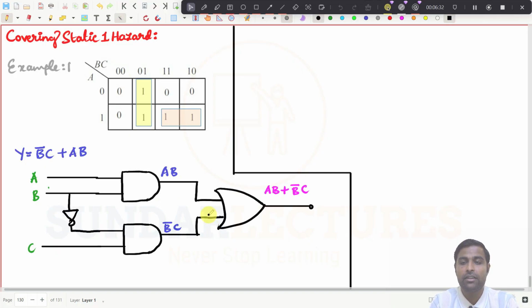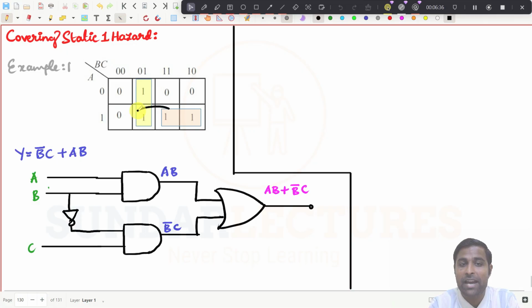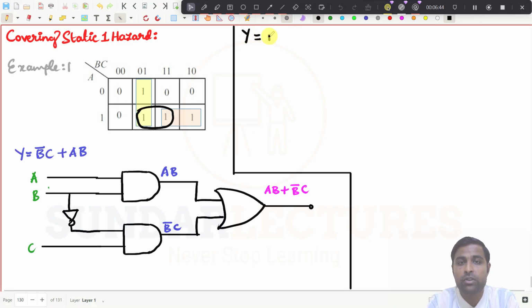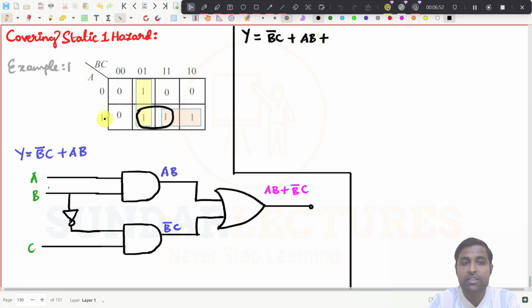So how can we eliminate the static 1 hazard? Take this pair into account, and if you do so, what will happen now? This y expression will be now, this is already there. So this is B C bar, B bar C, and then AB will be already there. Put plus, you have another expression now. This is A, and what is the common term in these two? It is C. So put this one, and you can eliminate the static 1 hazard.